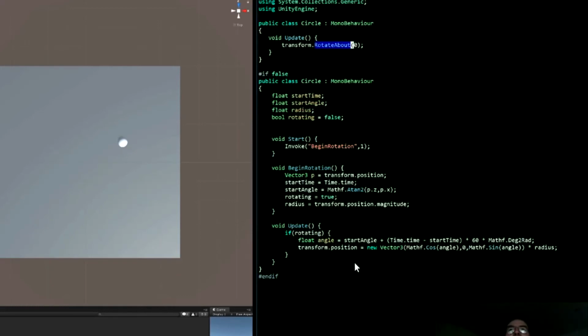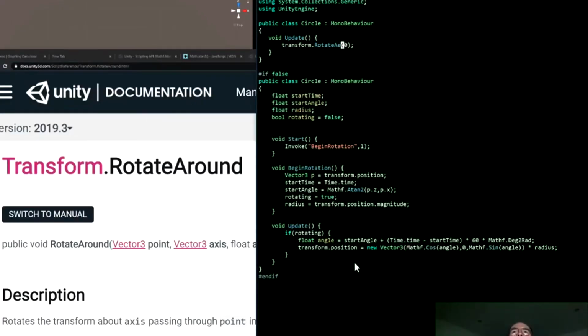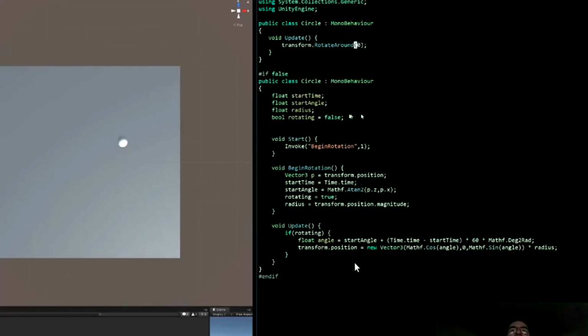So we could do this rotate about function, if I remember rightly. We need to give it an angle and an axis. I'm going to just look this up on the Unity search. Rotate around, in fact. And it takes a point, an axis, and an angle.